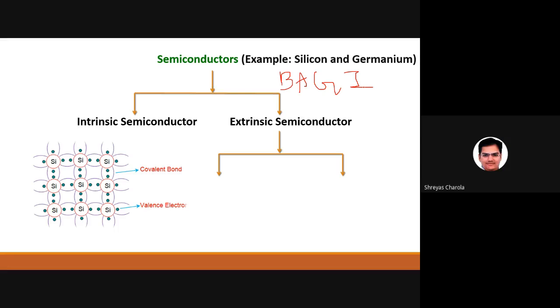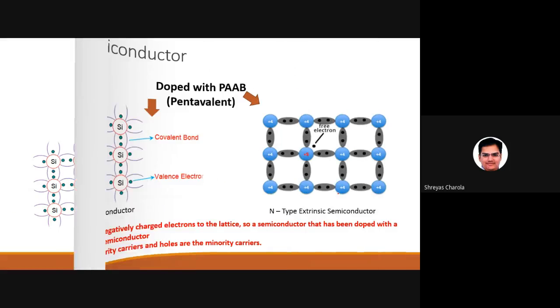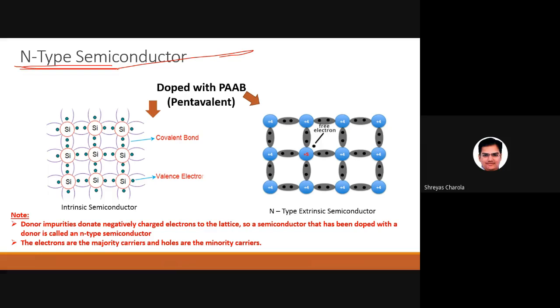Boron. Aluminium. Indium. Good. So this will come under the category of P type. This one is a P type. Now, in the same way, as we have seen, if you want to convert an intrinsic semiconductor into an N type extrinsic semiconductor, you will add pentavalent impurities, which are nothing but phosphorus, arsenic, antimony, and bismuth.